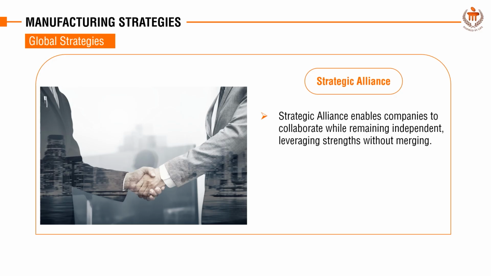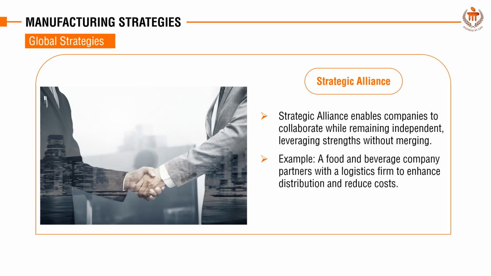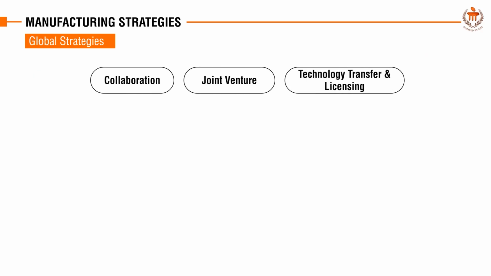A strategic alliance is a cooperative agreement between two or more companies to pursue a set of agreed upon objectives while remaining independent organizations. This partnership allows companies to leverage each other's strengths without the complexities of merging. For example, a food and beverage company might partner with a logistics firm to enhance its distribution capabilities, ensuring timely delivery and reducing cost. It can be of three types, the first is collaboration.